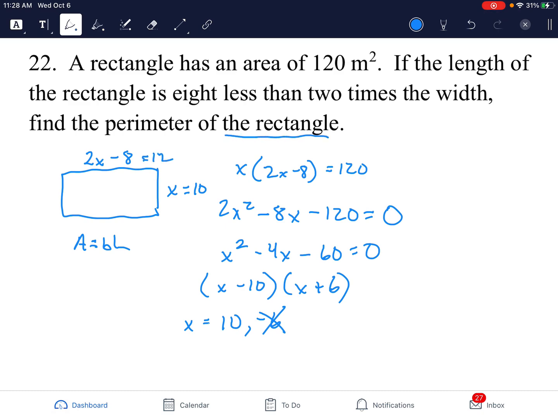Okay, but I want to find the perimeter of the rectangle. The perimeter of the rectangle, I have to add up all the different sides of a rectangle. 2 of them are 12. 2 of them are 10. So it's 24 plus 20 gives me 44. And that's my answer. So my answer in this case was not what the x equaled. There was a secondary answer. I needed to find the x to find the answer, though.